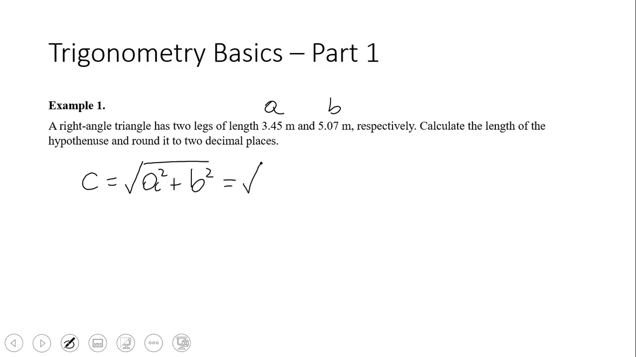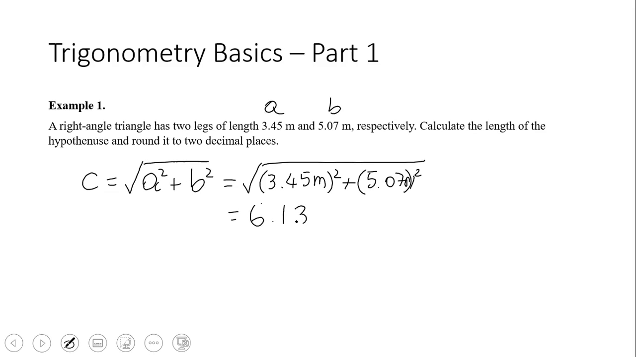And if we do that, we're going to get 3.45 meters, quantity squared, plus 5.07 meters, quantity squared, all square rooted. And I'll let you verify this. The answer will be rounded to 2 decimal places, 6.13 meters.